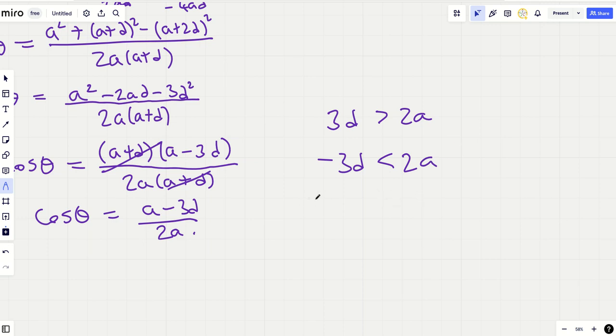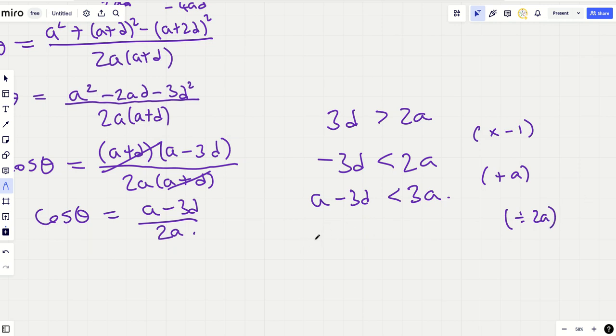Then I'm going to add an A, and I've got A minus 3D. And now I'm going to divide. Hang on, have I done this right? Yeah, I times by -1, and then I added an A to both sides. That's cool. A minus 3D. Lovely. And then I'm going to divide by 2A.